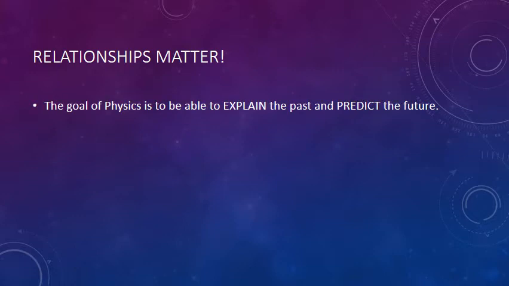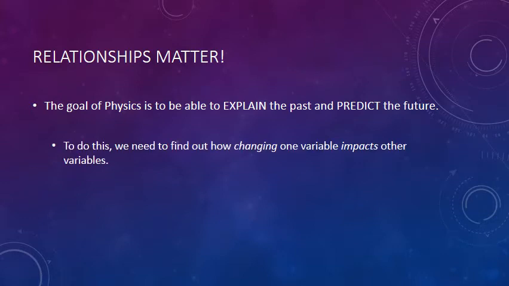One of the goals of our physics class this year is to show you that we can use science to be able to explain the past and predict the future based on patterns that we observe. So everything around us is connected to everything else. Physics is not a discrete topic, but it's something that's actually woven throughout your life and our world, and making changes to one variable in the world or in your surroundings can actually have a big impact on other variables around us. So in order to explain the past and predict the future, we need to find out how changing one variable impacts other variables.